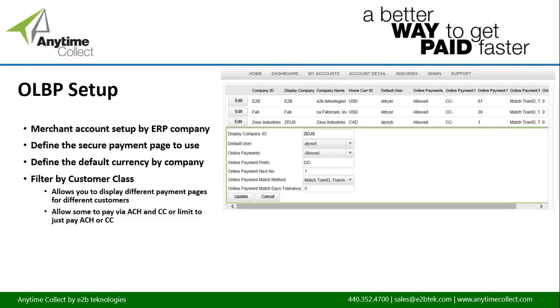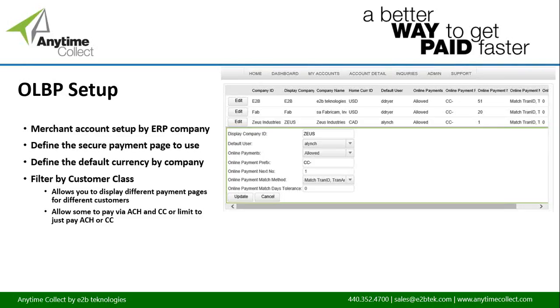And then you're going to filter this down by the credit class, which is basically a group of different customers. Which ones do you allow to make payments online? Do you allow them to make payments via ACH, credit card, or both? And on the back end, we can even limit the amounts.